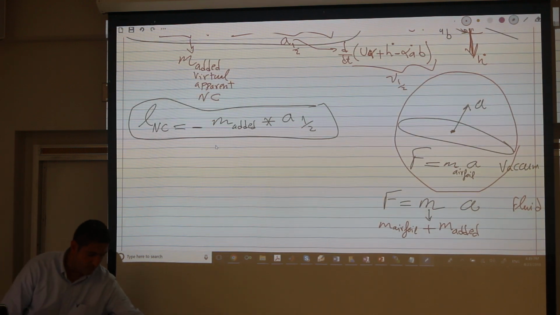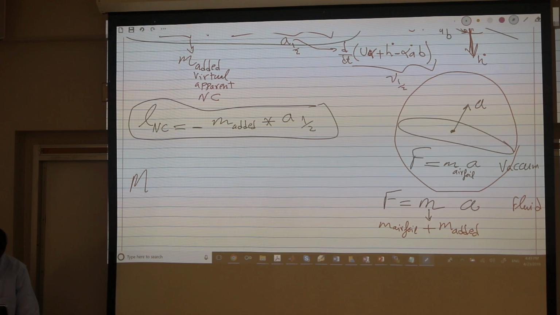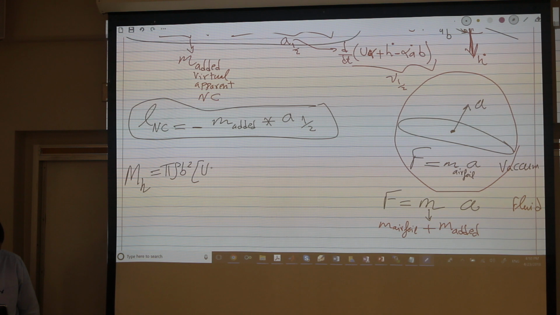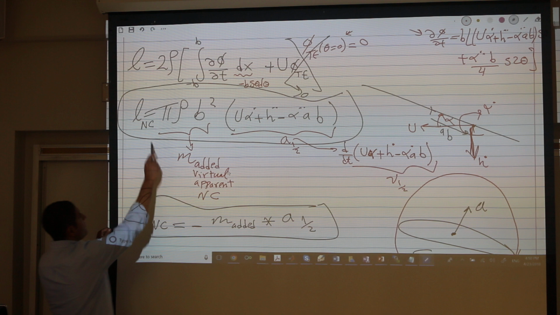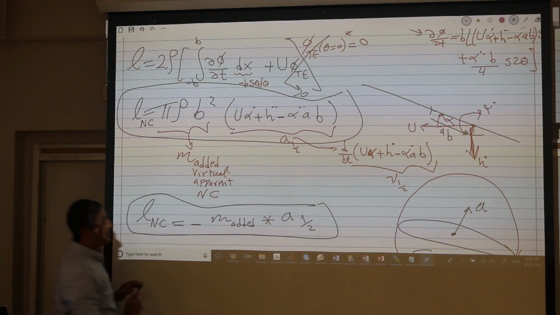You can use the same principles to write down the pitching moment. I'll give you the expression. So this is the pitching moment at the hinge: U h dot, a b h double dot, U squared alpha, negative b squared a squared plus 8 alpha double dot. Again, there is the concept here of added inertia. Any question? So this is a very important relation in unsteady aerodynamics.